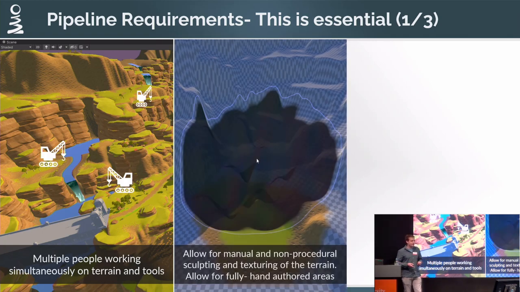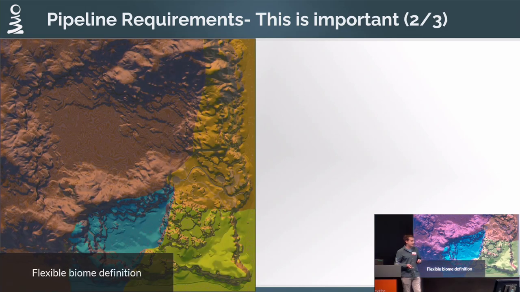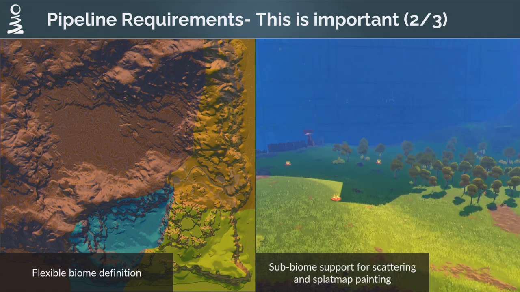Whatever we do procedurally needs to allow for manual and non-procedural approaches as well, and also support fully hand-authored areas, because this boutique approach needed to be used a bit more sparingly this time. The final look of the area should be viewable within 1 or 2 minutes for the person that is working with it. It should feature flexible biome definition that is easily adjustable, and support subbiomes, which is a term that we use for different splat map and scattering rules within the hat of a biome.